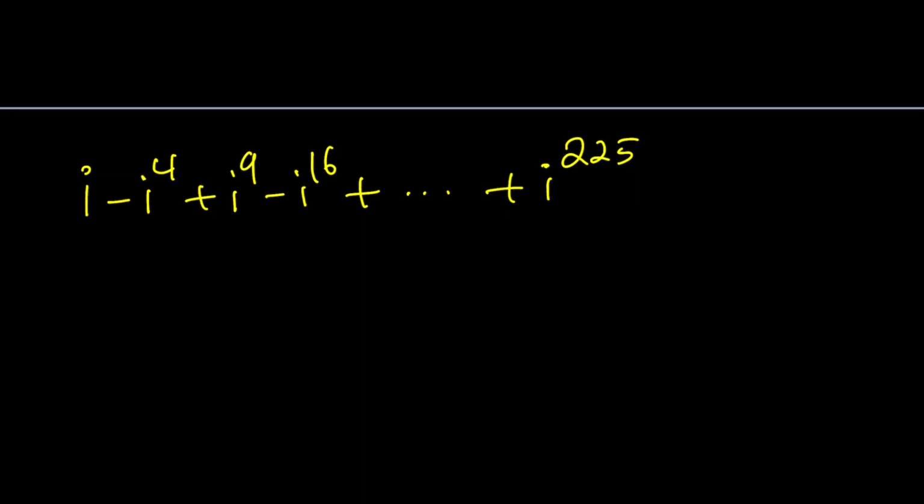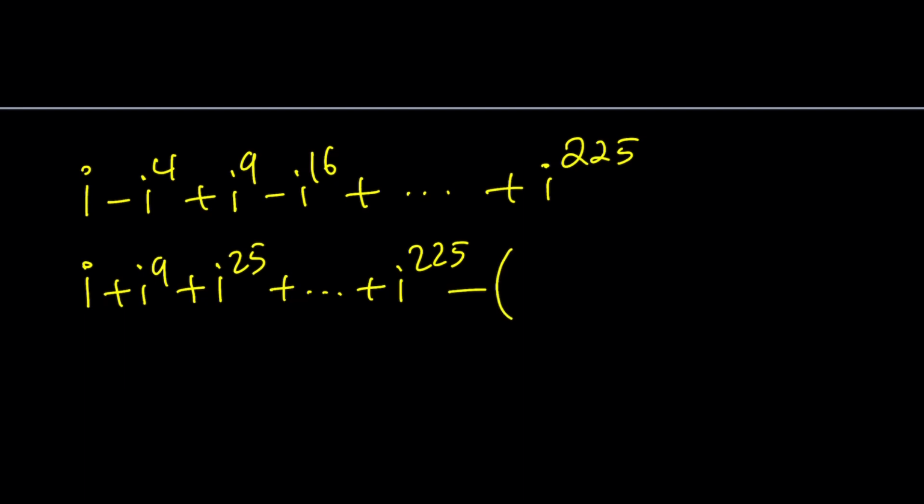Now, we can also separate these into odds and evens, like I plus I to the ninth plus I to the power 25, all the way up to I to the power 225. And then from this, we can subtract the even perfect squares, I to the fourth, I to the 16, all the way up to, since this is 15 squared, the last even power is going to be I to the power 196, which is 14 squared. And then we can go ahead and add each one separately.